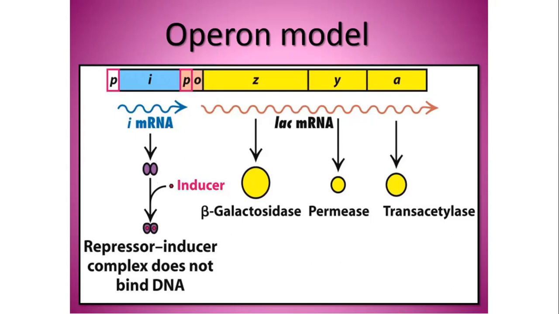The inverted repeat symmetry of the operator matches the inherent symmetry of the Lac repressor, which is made up of 4 identical subunits. In the absence of lactose, the repressor occupies the operator binding site.